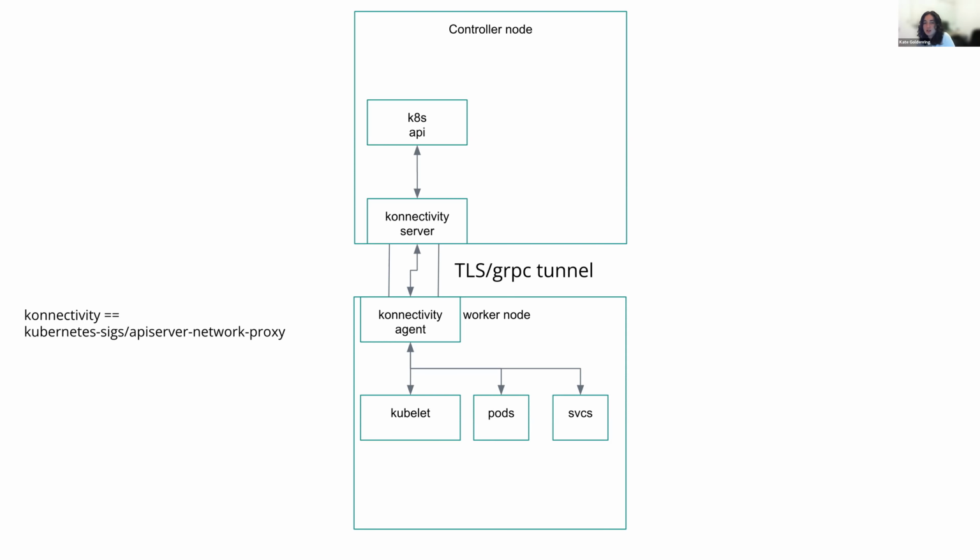Just a quick question here. So in this setup, say you do lose the connection between the controller and the worker node. Does the connectivity server have cached information there that can be immediately retrieved, or what's the workflow there if it can't get to the agent?